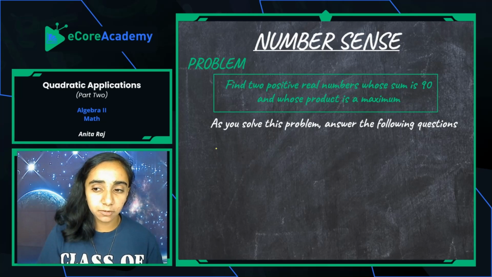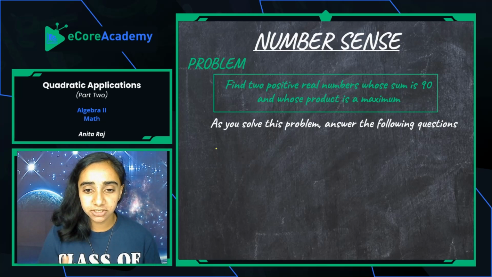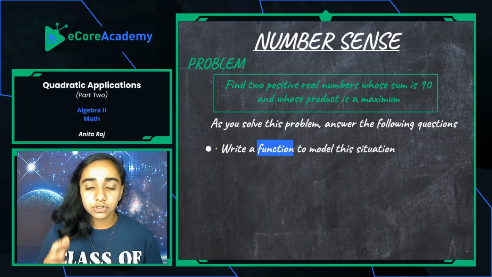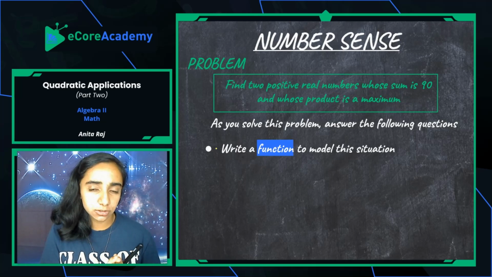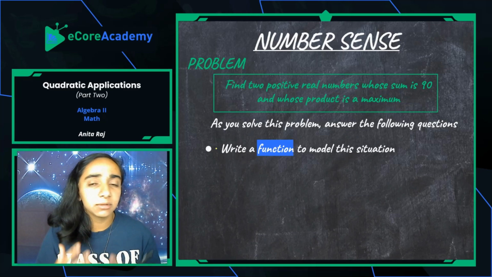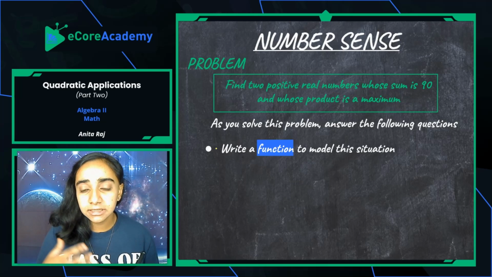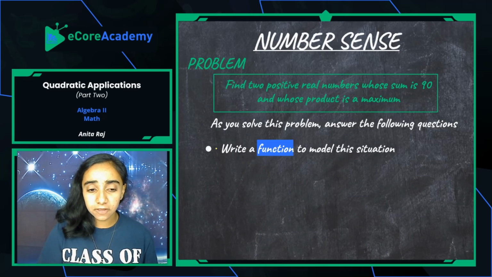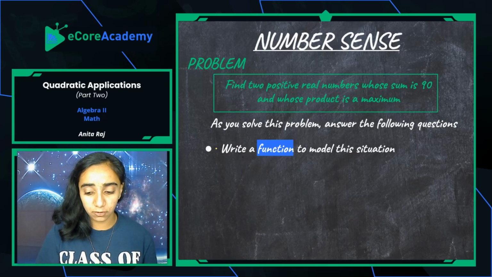As you solve this problem, please answer the following questions, and you'll see them appear. So first, we want to write a function to model this situation. So something that we can base this whole problem off of. We need to start somewhere with some kind of formula, some kind of understanding of the relationships between these values we're trying to find. So to do that, we're going to be writing a function first and foremost.